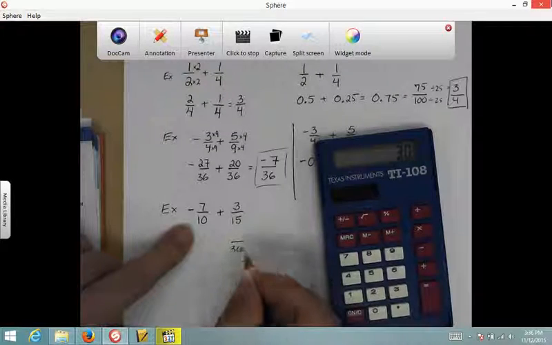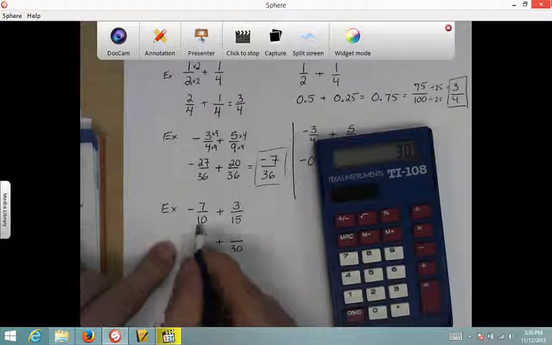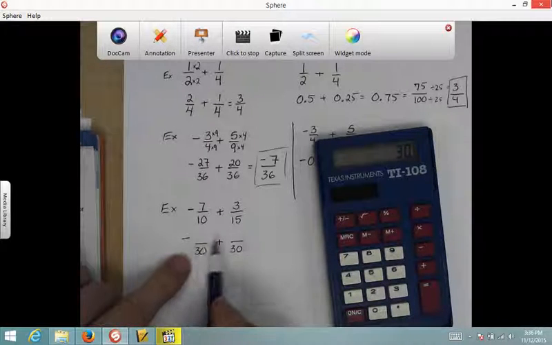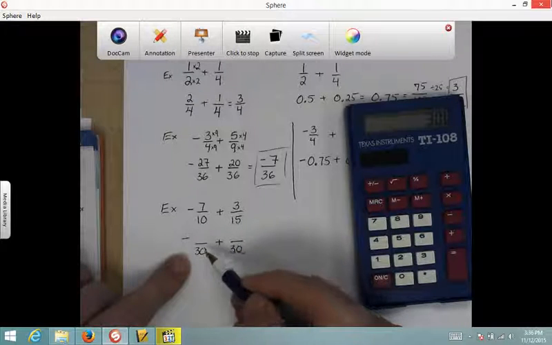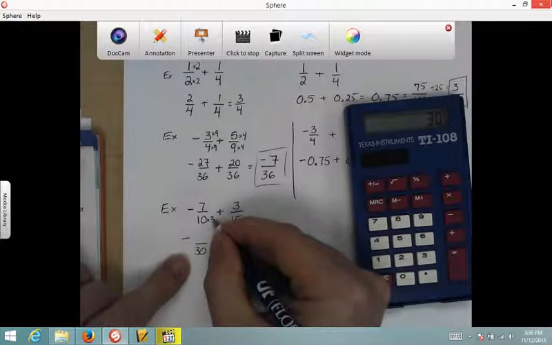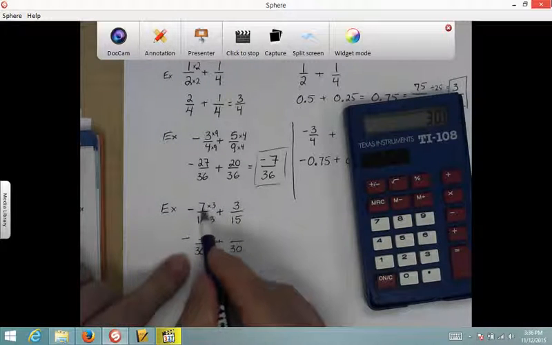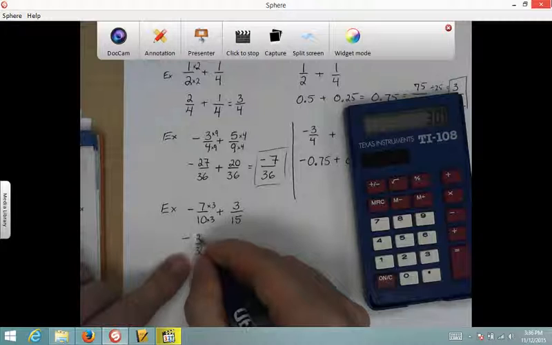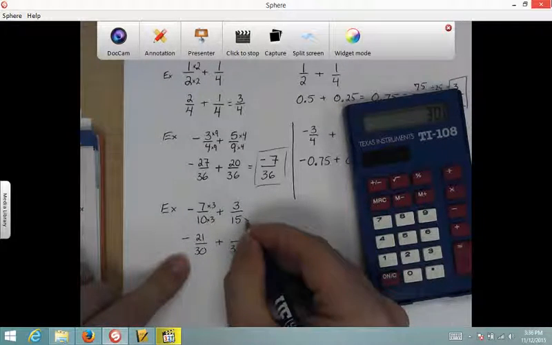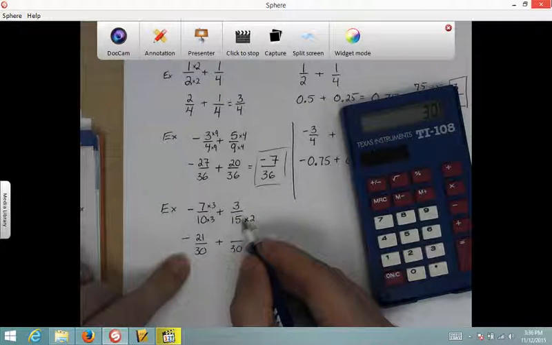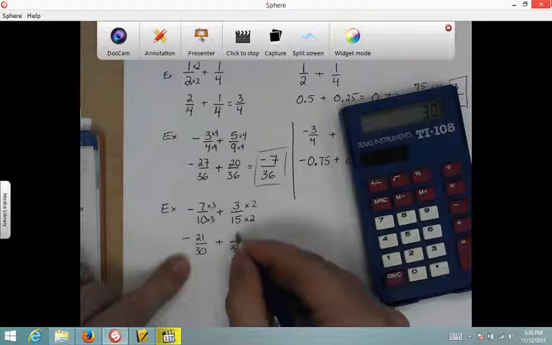So I'm going to write over 30, put my plus there, and I know this fraction's negative. Let's figure out what the numerators are. Well, 10 goes into 30 how many times? 3. So that means this 10 had to be multiplied by 3 to get that. If I multiply by 3 there, I multiply by 3 here. And 7 times 3 is 21. 15 times what gave us this 30? It was 2. And if I multiply by 2 here, I have to multiply by 2 here. 3 times 2 is 6.